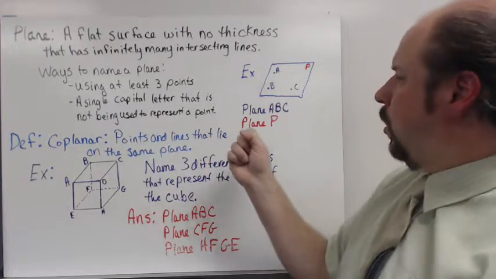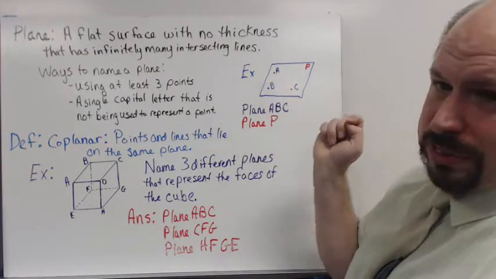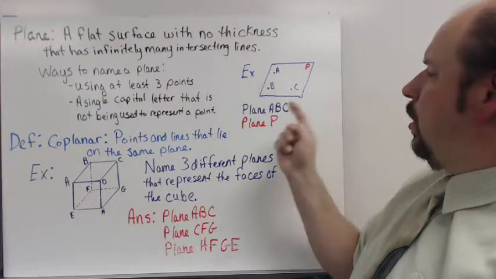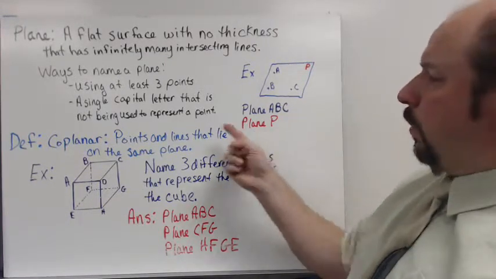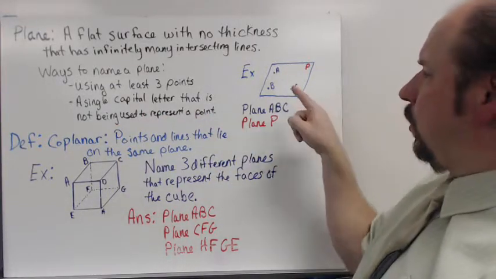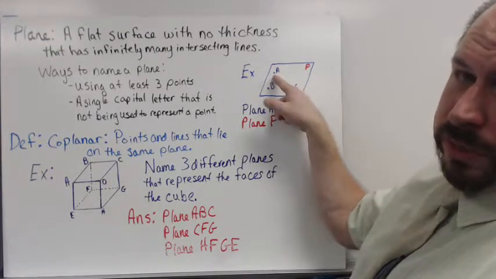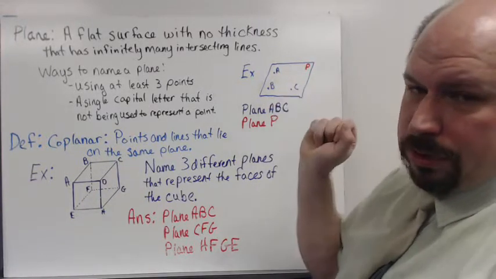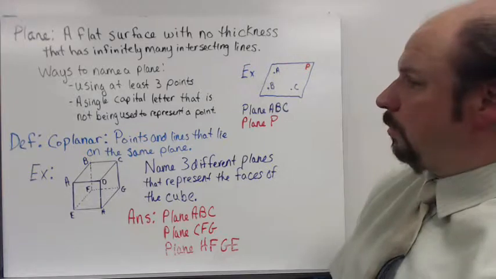So using at least 3 points, or a single capital letter, and this is important, not being used to represent a point. So over here in our example, we have a plane with 3 points, points A, B, and C, and we have this capital letter up in the right corner, the P up here. So we could call it plane ABC, or we could call this plane P. But notice over here, a capital letter not being used to represent a point. So we do not want to call this plane A, for example, because the A represents this point. It is not representing the plane itself. It's just representing that point. So we would not want to use A to name the plane unless we're using all 3 points together.